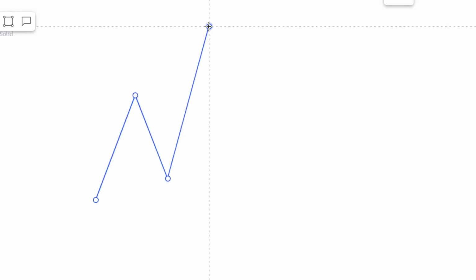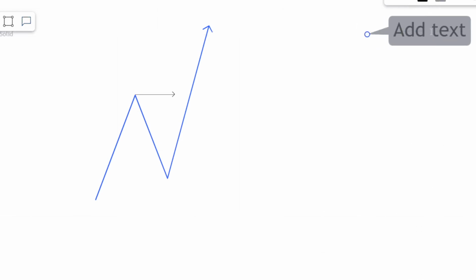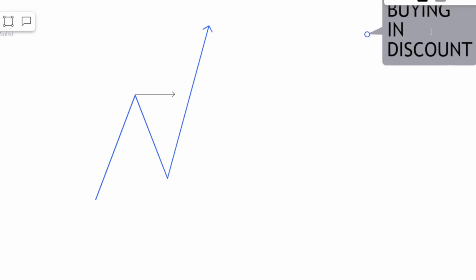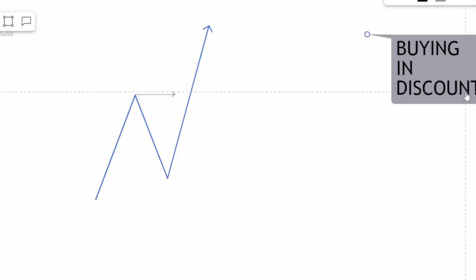So if I take you to a blank screen quickly, the way we use premium and discount is very simple, right? If we have a bullish market, we've just broken a high over here. So this high has been broken. Now the question becomes, yes, we're looking for an entry model, but the idea is where do we look for the entry model, right? So we want to be buying in discount. It's very simple. We want to be buying in discount below the 50% level.